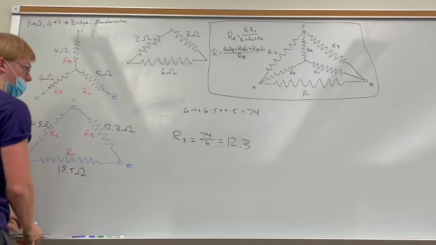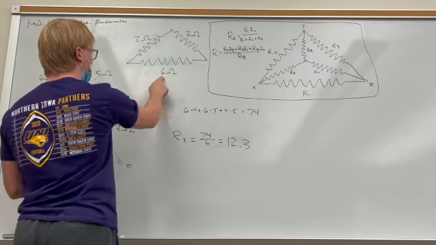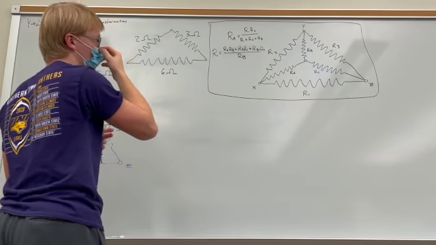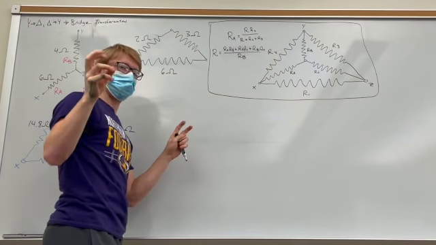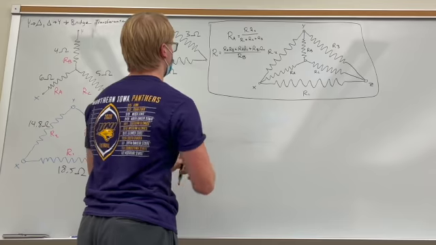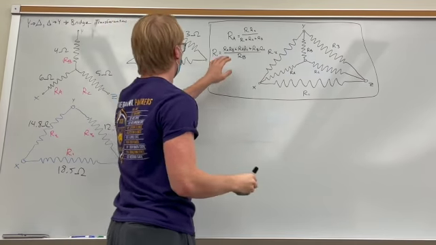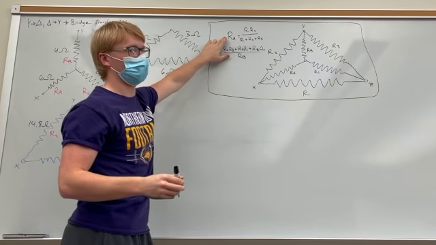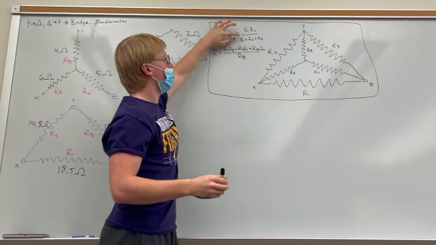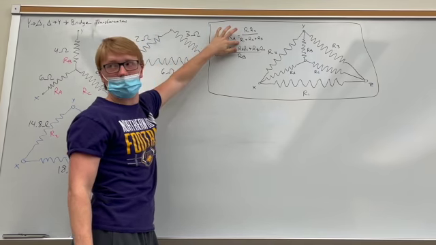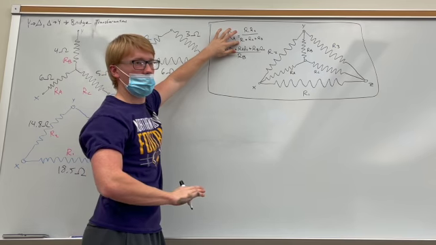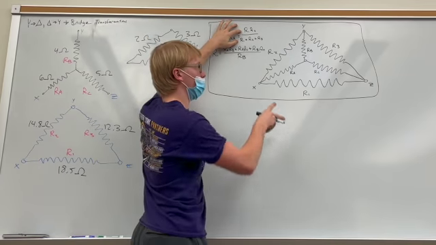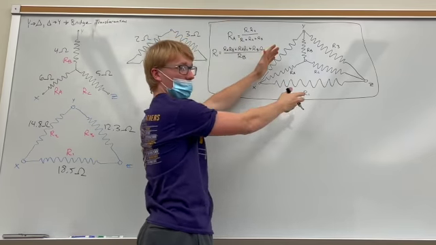Now, to convert from a delta to a Y, it's sort of the same thing. There's a memory link for the equations, but when we're going to the letters, we want to use this equation. The denominator this time is going to be the same every time. It's just the sum of all the numbers. And the numerator is just the product of the two resistors next to it, surrounding it.